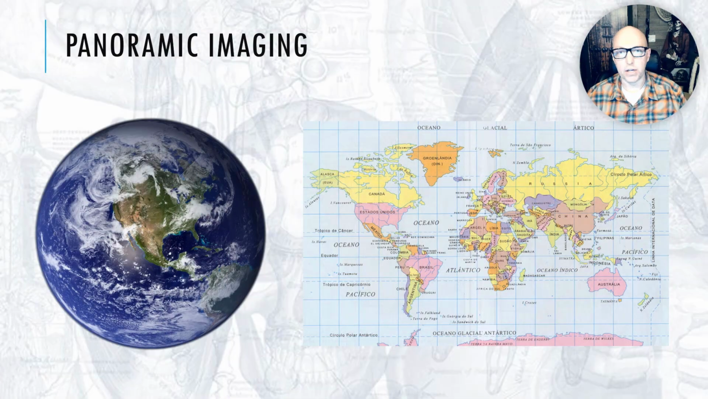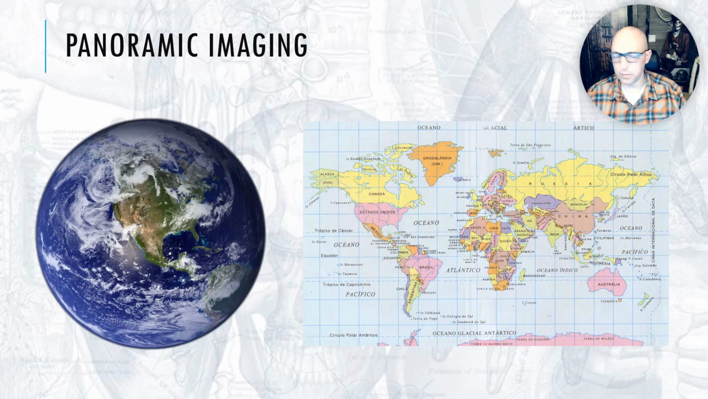So panoramic imaging you have to think of as taking a three-dimensional object, which is relatively spherical. None of us have spherical skulls, but relatively spherical, and trying to map that onto a two-dimensional image. So just like taking a map of the globe and trying to put that on a two-dimensional map. That's what we're trying to do here.